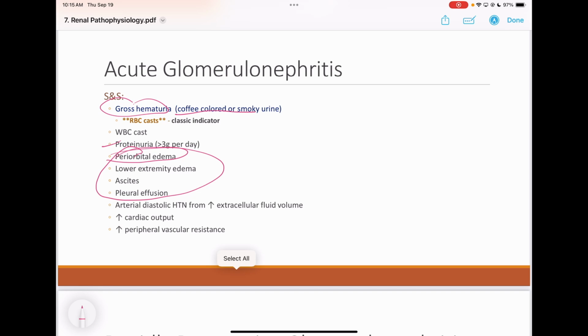Arterial diastolic hypertension from the excess fluid volume that's going on in the body. Remember, the fluid volume dictates your diastolic pressure. When you get dehydrated, that vascular volume starts to drop, and your diastolic is going to drop as well. High cardiac output, high peripheral vascular resistance, because we have a lot of volume in the system, the pressure goes up. Okay, and this is all due to acute glomerulonephritis.